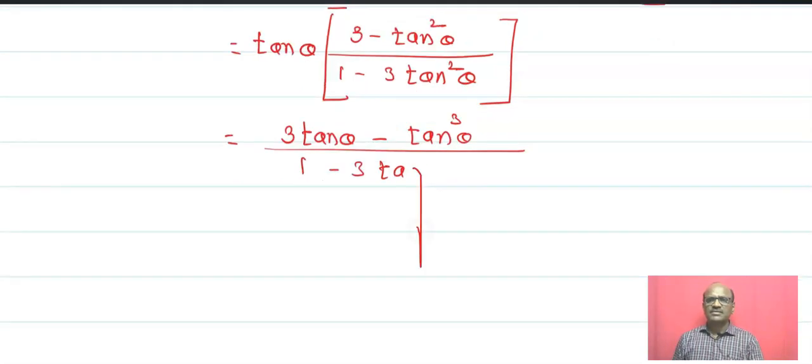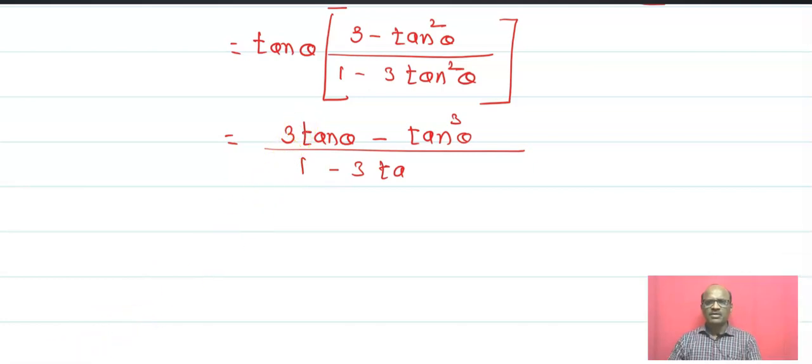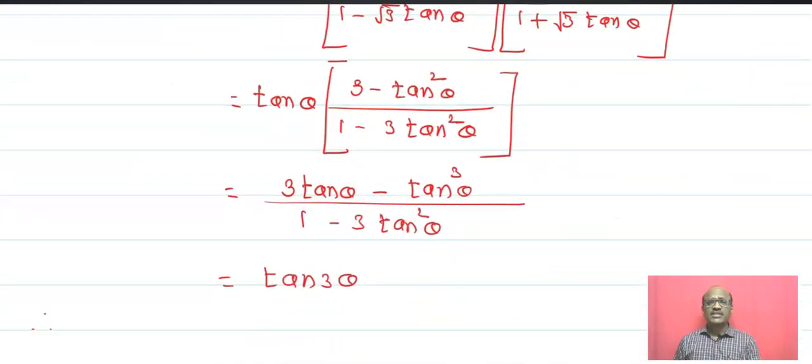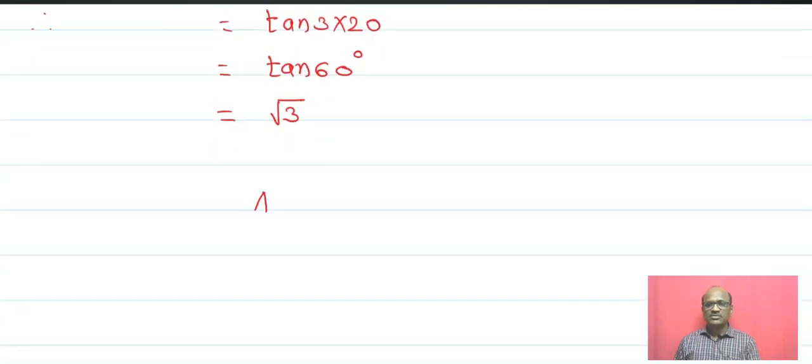And that is nothing but 3 tan square theta upon 1 minus 3 tan square theta. Now multiplied by this tan theta to these two terms, then you will get 3 tan theta minus tan cube theta upon 1 minus 3 tan square theta. And this is nothing but the expansion of tan of 3 theta. But what is theta? Theta is 20 there. Therefore, tan of 60, and tan 60 is nothing but root 3. Therefore, its value is root 3.